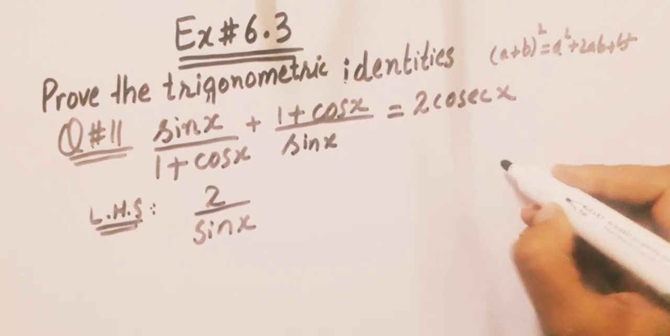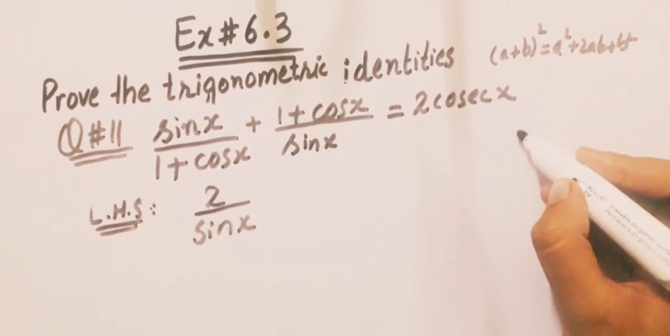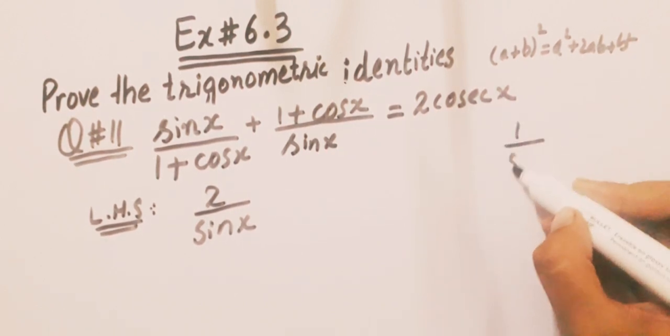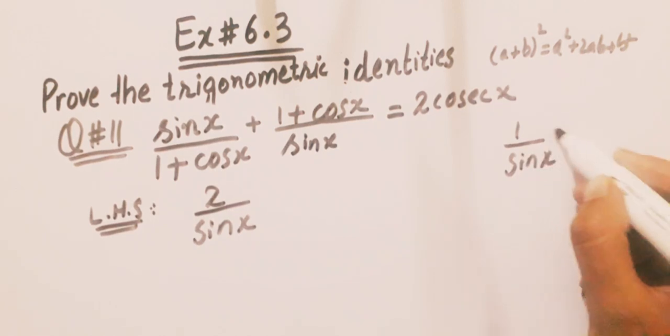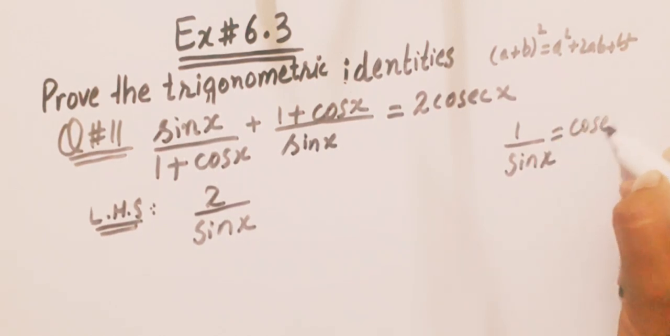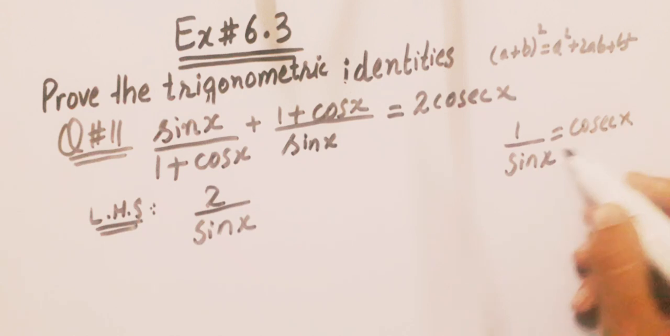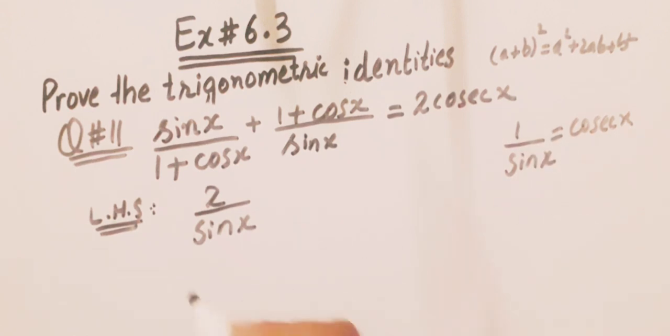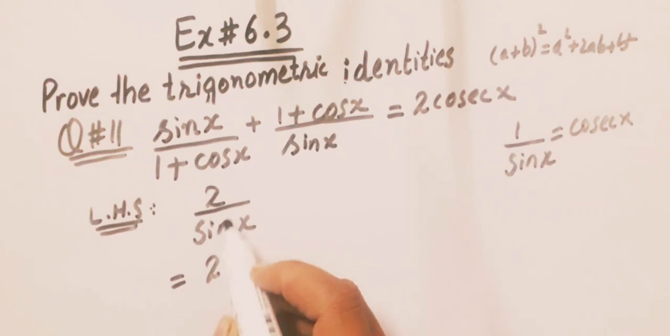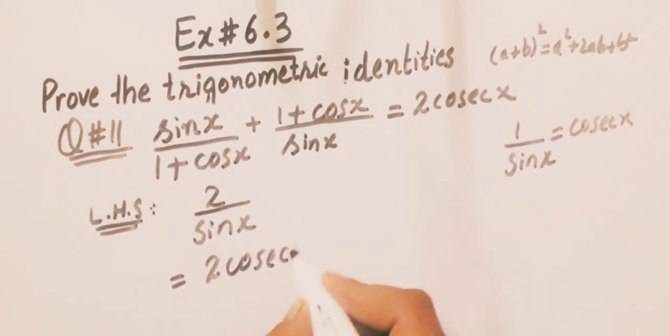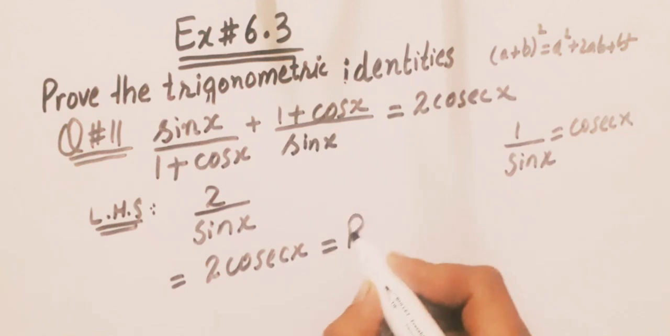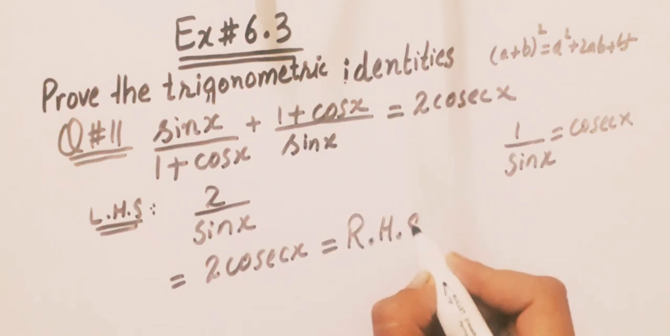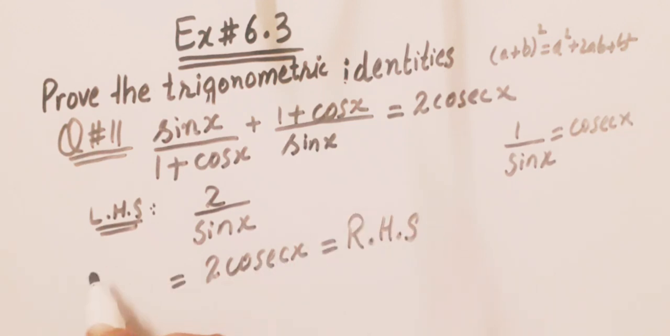We know that 1 over sin x is equal to cosecant x, because cosecant x is the reciprocal of sin x. So we will write 2 into 1 by sin x is equal to 2 into cosecant x. So this is equal to the right hand side. We have proved left hand side is equal to right hand side.